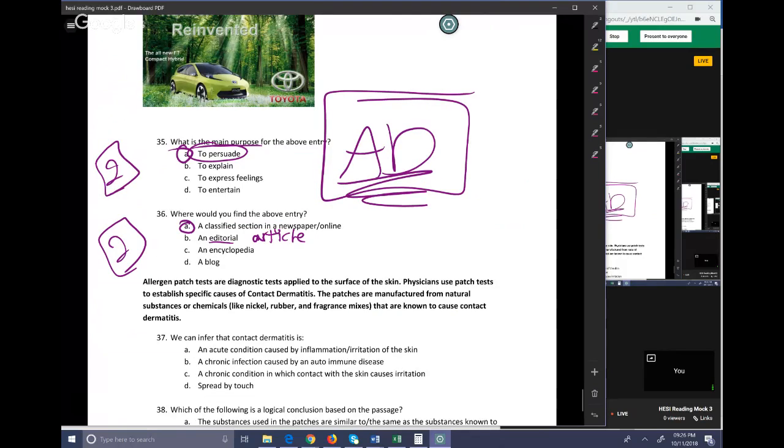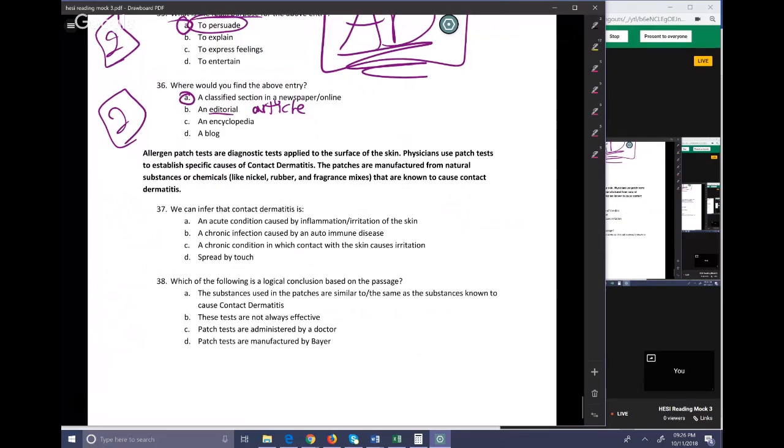The last passage is this little tiny paragraph about allergen patch tests. The first question is from reading 3. We can infer that contact dermatitis is, from the way that they talk about it in the article, an acute condition caused by inflammation or irritation of the skin. What they basically said is they use these patch tests to expose skin on purpose, to expose skin to something that might irritate it so that they can find out what is ultimately irritating it.